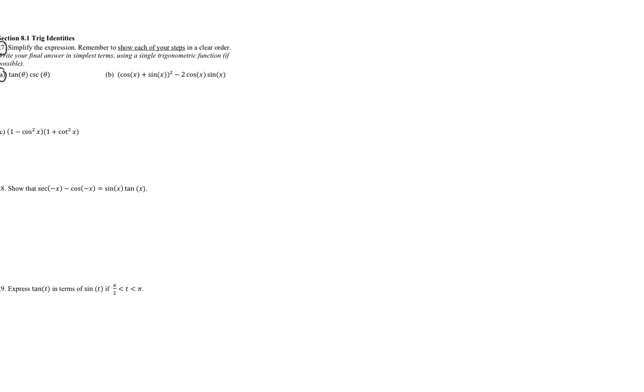All right, we are going to simplify these as much as possible. So the first one we have is tangent theta, cosecant theta. So we know that tangent is sine theta over cosine theta. And cosecant theta is 1 over sine theta. When we're able to cross out these thetas, we get 1 over cosine theta, which is the same thing as secant theta.